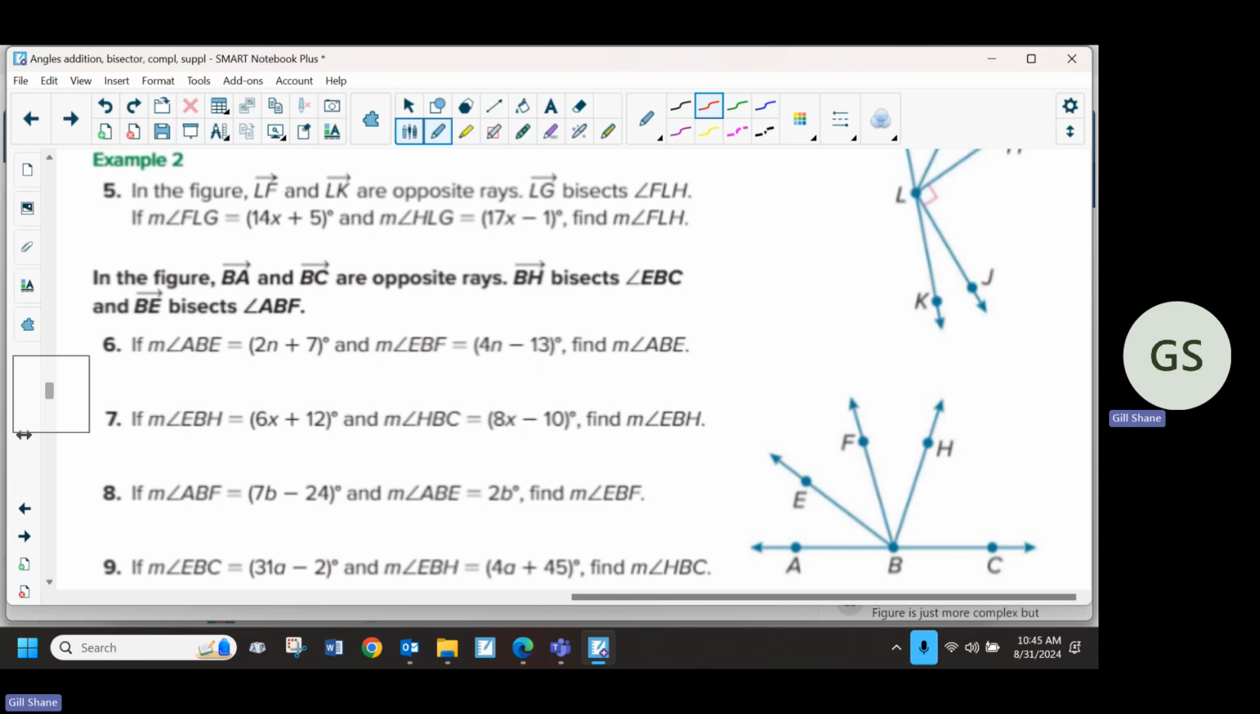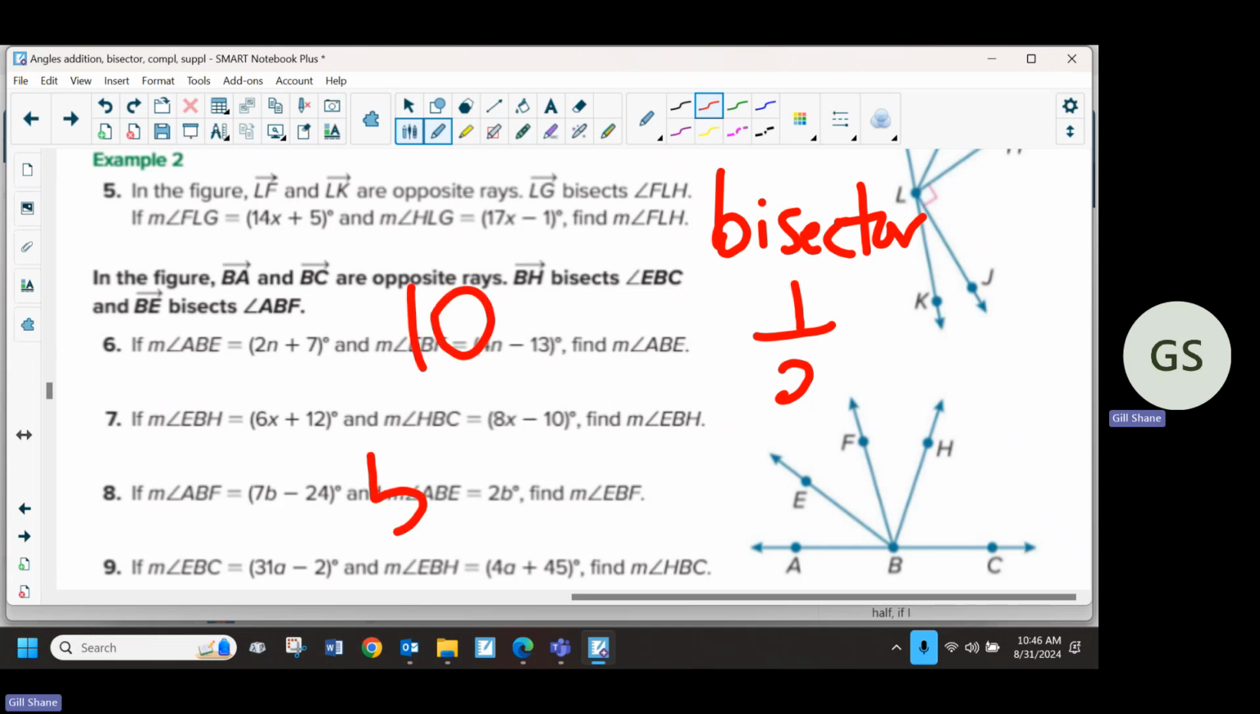But it's about a bisector. We said the definition of bisector. If you weren't there or if you're just not remembering it right now, it splits something exactly in half. Well, if something is split exactly in half, if I split 10 in half, I have exactly the same numbers on both sides, the same lengths, the same measures, whatever you want to say.